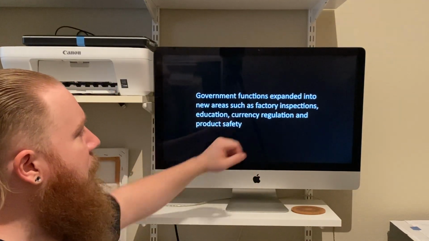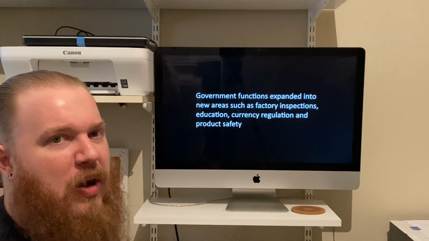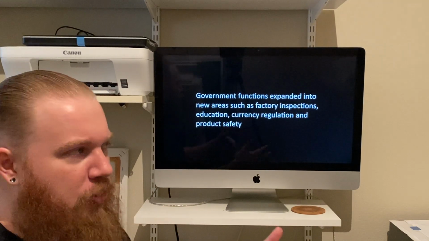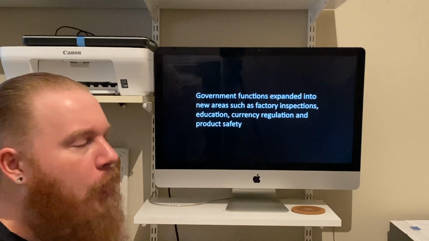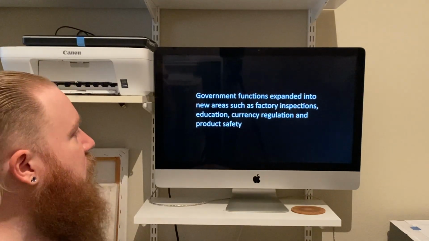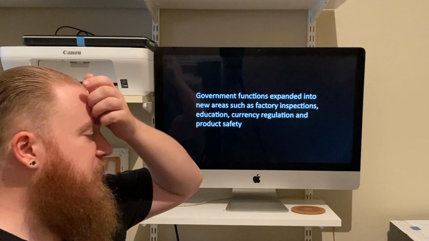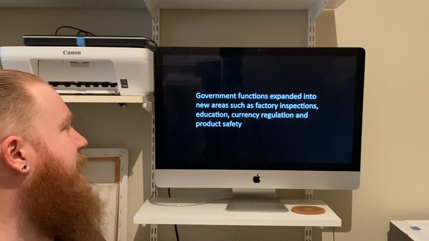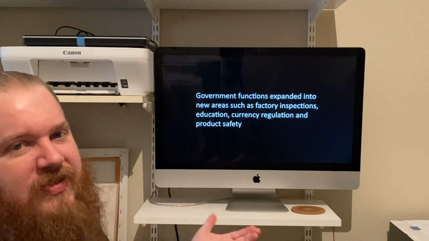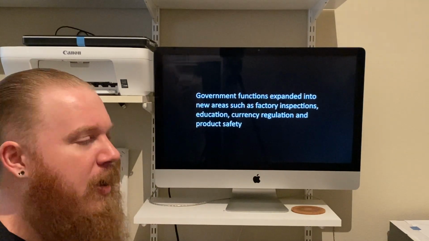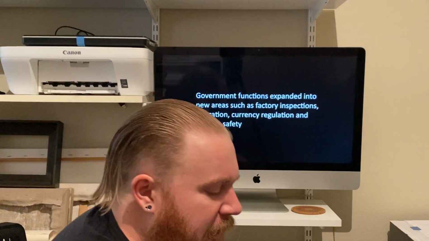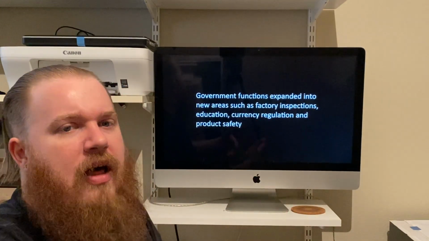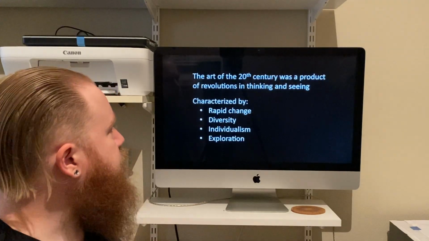It's during this time that most children start to really go to public school, like wholeheartedly, and not just temporarily when they're not working on the farm and things like that. We also start to see currency regulations. So we see a lot of money starts to shift away from gold standards, things like that. But we also see product safety and liability for companies being implemented. So in general, life is starting to get a lot better for a lot of people.